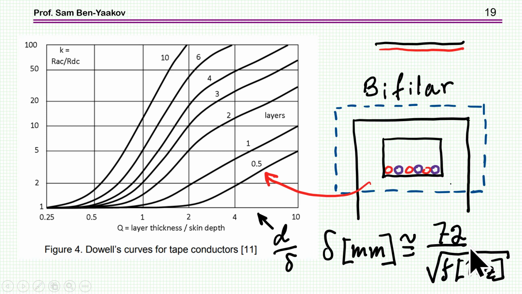And again, this is the expression for delta. It can be approximated for copper, for a given temperature, of course, etc. It is 72 over F, where F is in hertz, 72 is the number, and delta is in millimeters. So for a given frequency, you can calculate very quickly what the skin depth is.